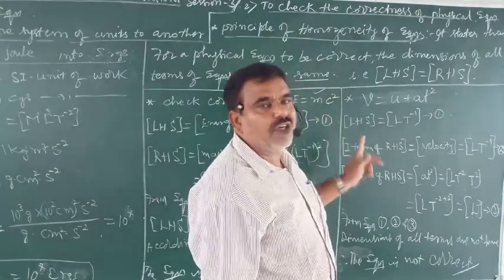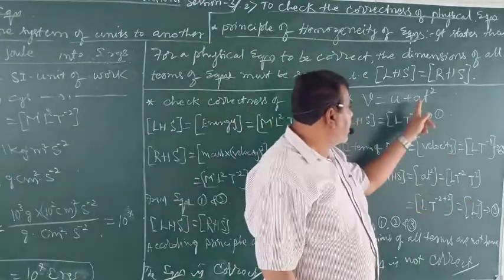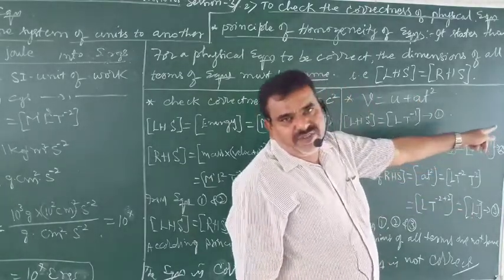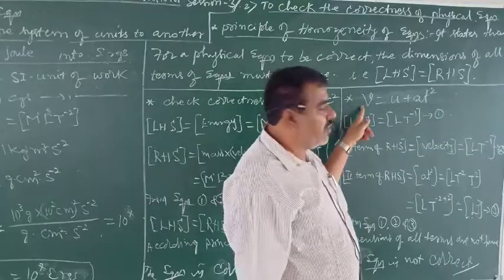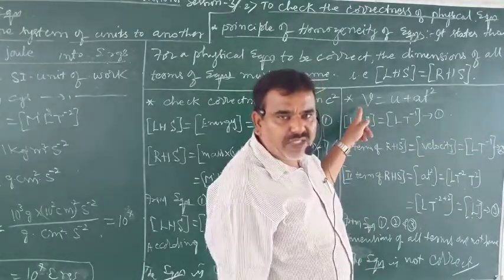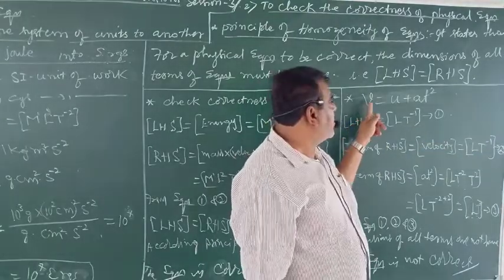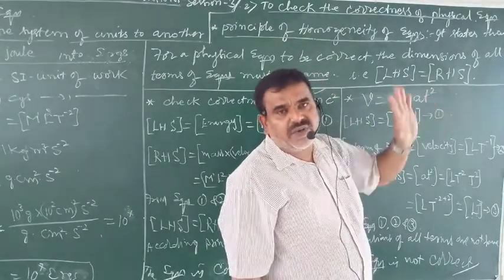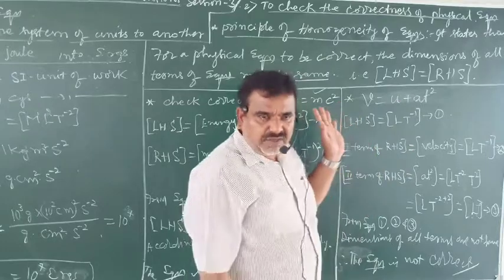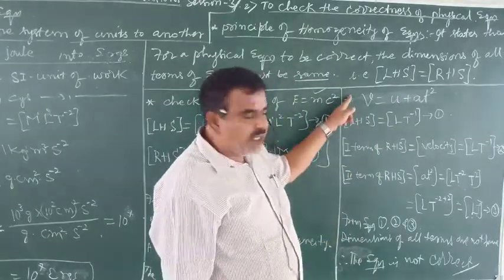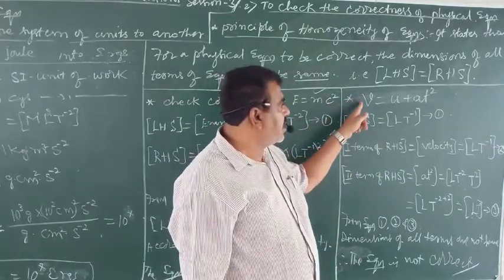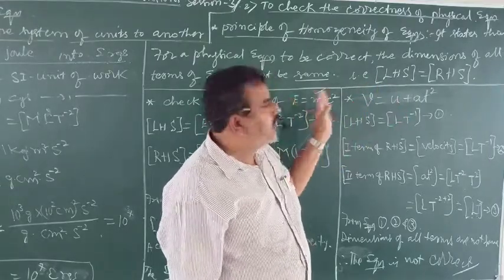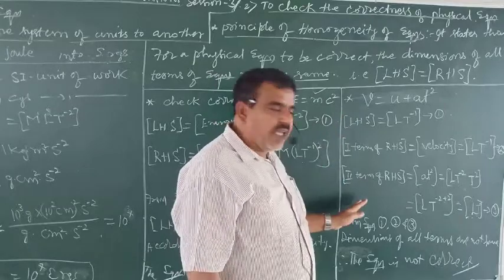For the equation to be correct, the dimension here also must be L T minus 1. Therefore, the correct form of the equation we are going to derive in the next topic, that is V is equal to U plus AT is correct. A T square is wrong. This is how we can check whether the given equation is right or not. Okay? Using dimensional equations.